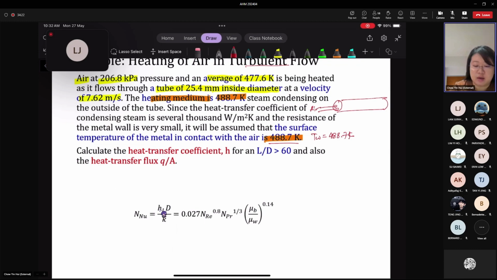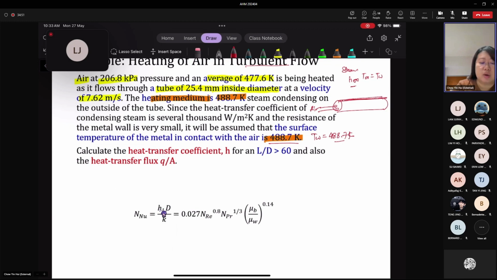And then what happens is you have outside a steam that is condensing, right? Steam that is condensing, and they mentioned that the H value is very high, and same thing here, the resistance to heat transfer in the pipe wall is also negligible. So the H value is very high, so your temperature of the steam is almost equal to the TW, which is 488.7. This is what they mean.